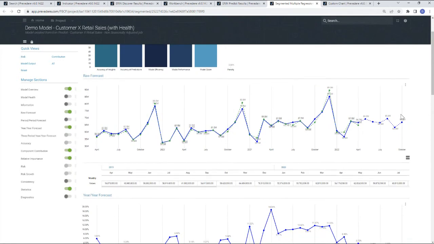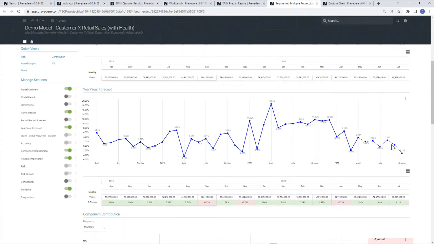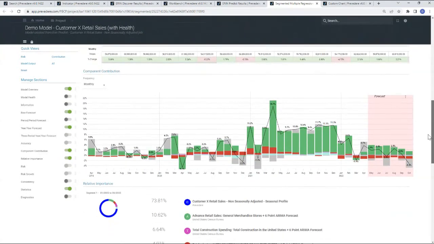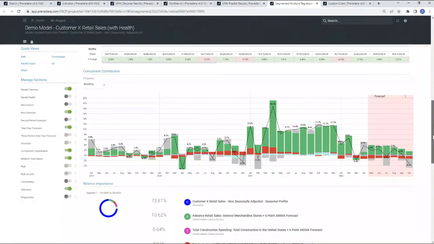We are able to see that for this customer, we're starting to see some headwinds, a slowdown in the rate of growth that they have been experiencing in 2021. And the other very key thing about our predictive models is that we can decompose them. We can actually understand why the forecast is going up or down.